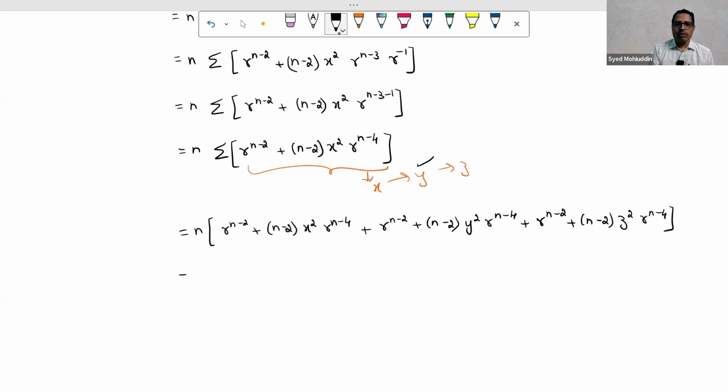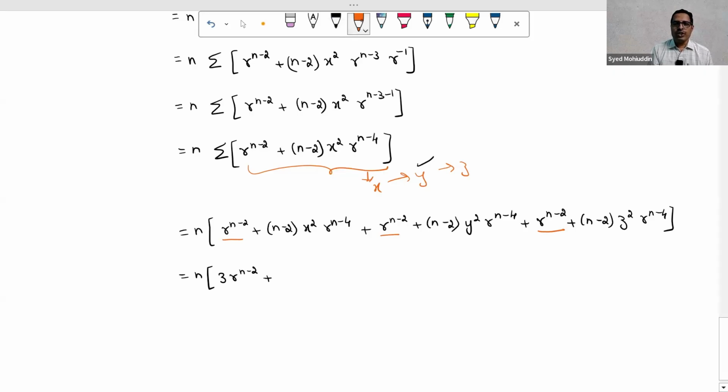Now further, if you try to simplify, it is n times of. If you try to observe, you have r power of n minus 2, r power of n minus 2, r power of n minus 2. How many times do you have it? 3 times, right? So therefore, we'll be getting 3 times r power of n minus 2 plus.